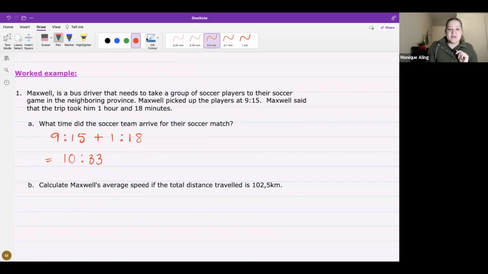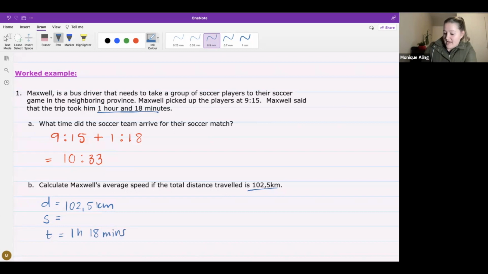Okay, so when doing these calculations, it's always helpful to write down what you have and what you are working out. So we always have distance, speed, time. Distance was given to us. We have a distance of 102.5 kilometers. Time is in the beginning of the question, 1 hour, 18 minutes. And they have asked us to calculate the average speed. So speed is what we are working out.